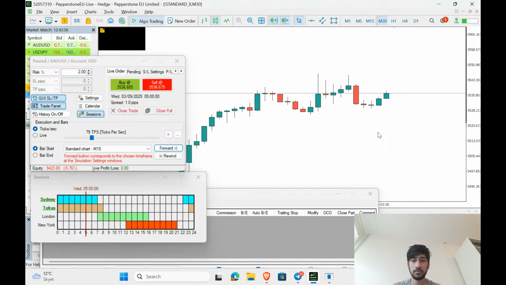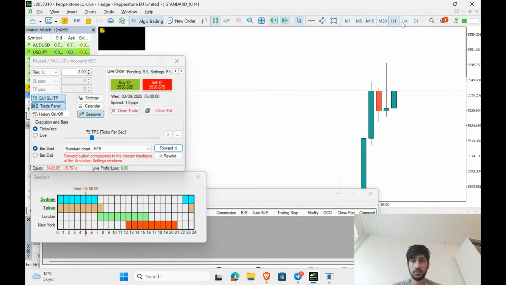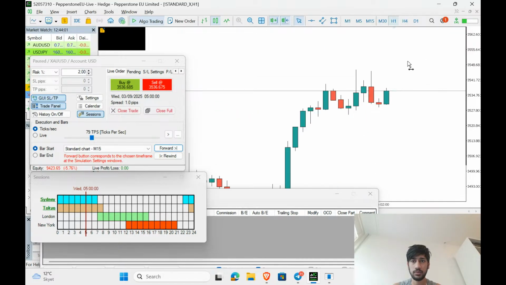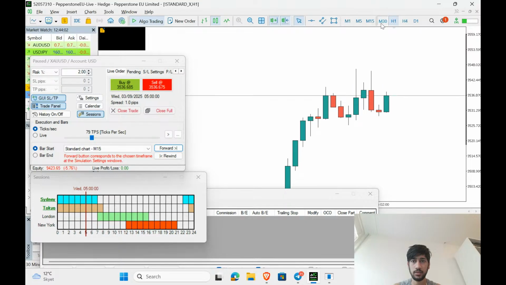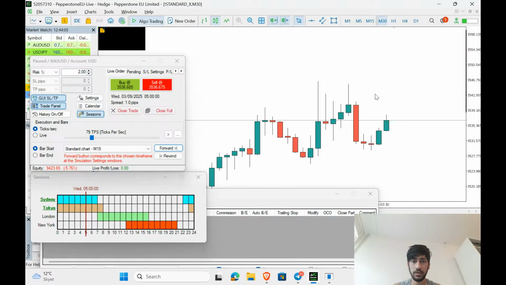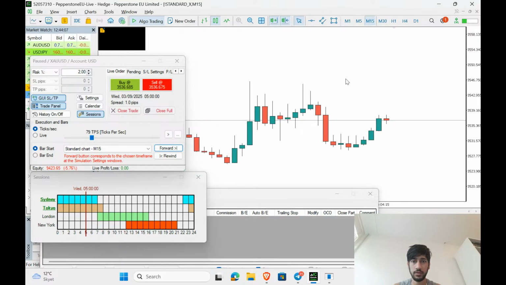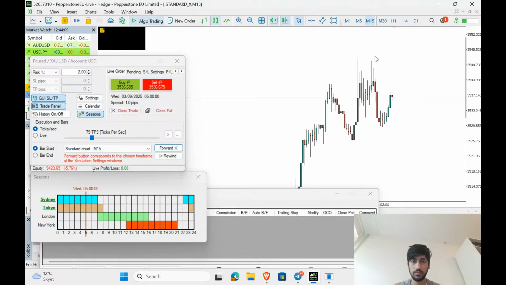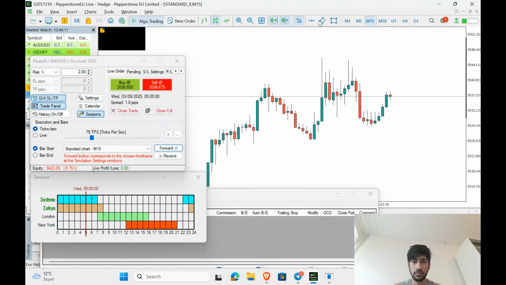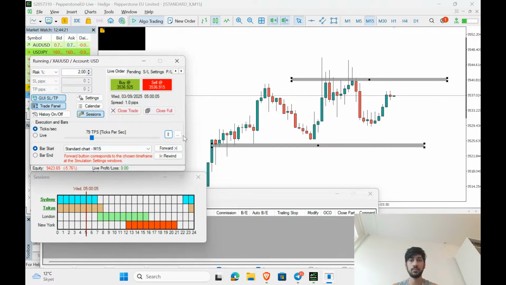M30. H1, H4, we are moving up. H1, we are moving up. M30, we are consolidating, right? M15, we are moving up. We have this resistance and we have this support. So, wait.